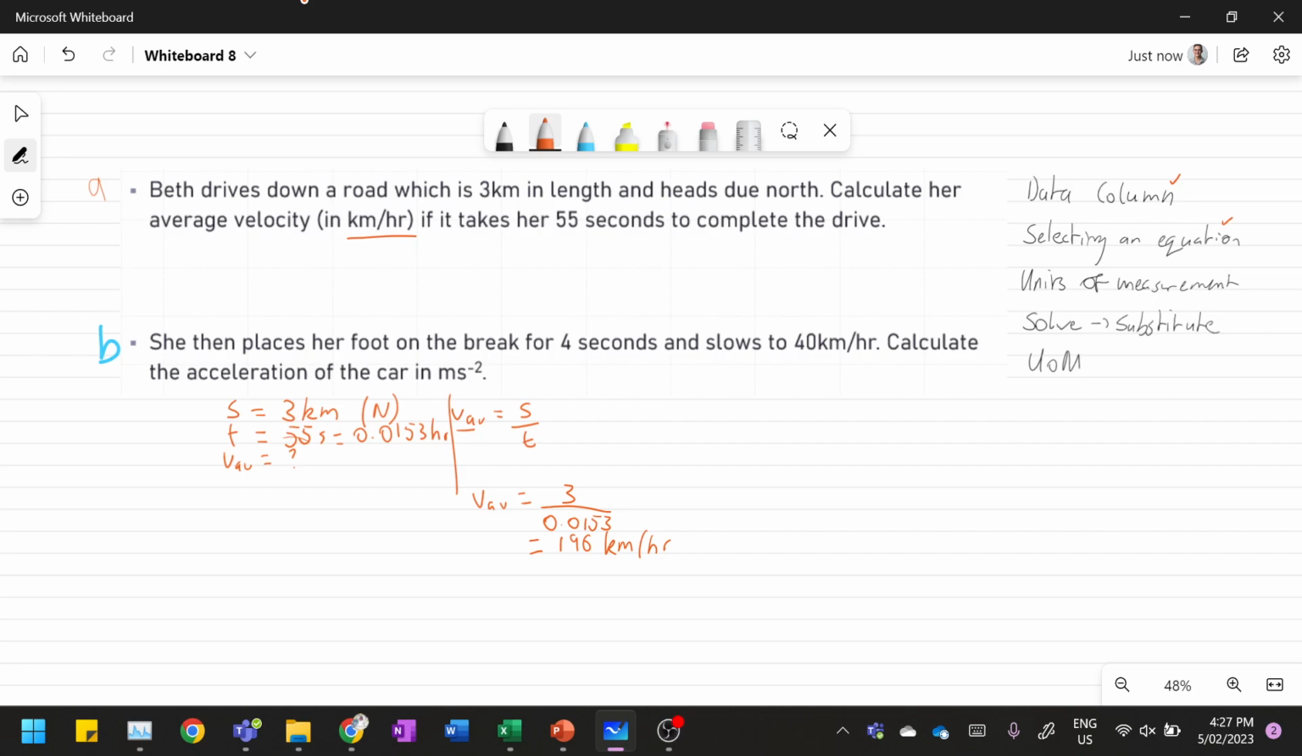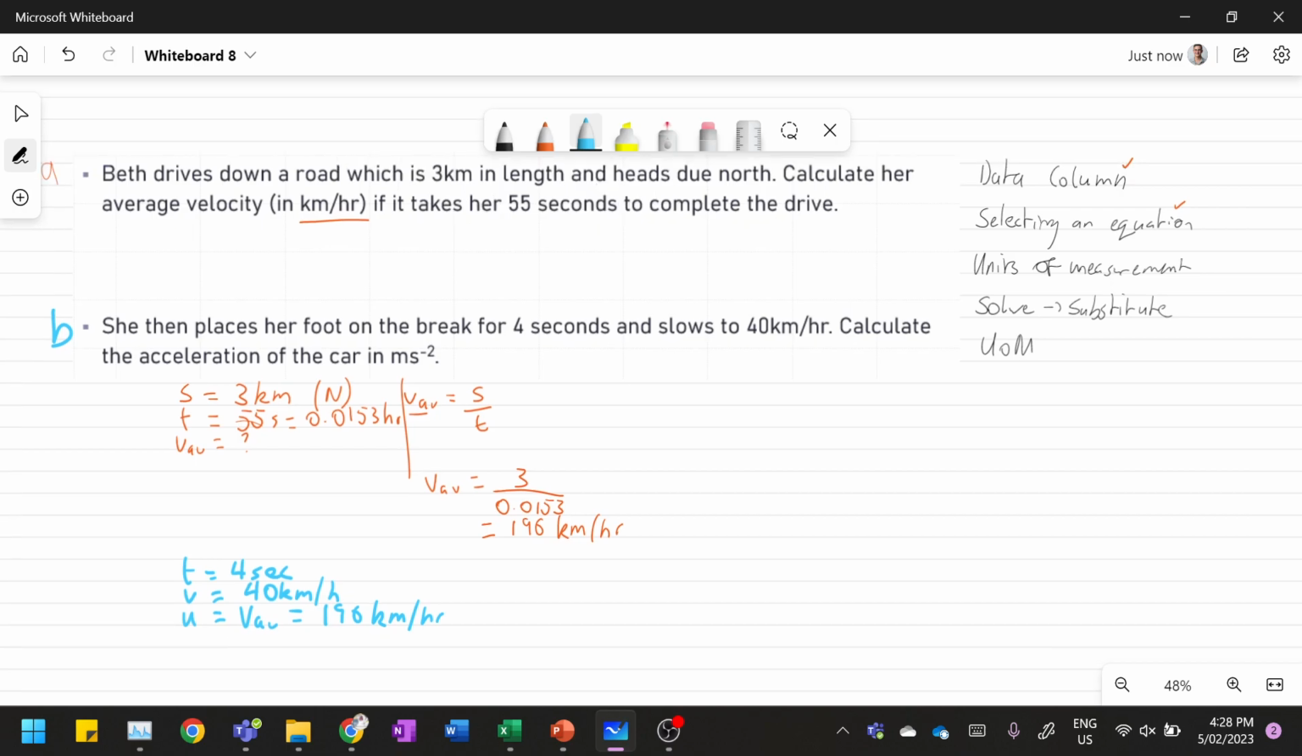Now, this is quite a big deceleration. We can now calculate for it as well. So let's get our data down first. Within the question, we can see that the time taken for the deceleration to happen is 4 seconds. We know that v, the final velocity, is equal to 40 kilometers per hour, and that u, the starting velocity, which we've just calculated, is the same as V average from part A, which is 196 kilometers per hour. That means our data column is done.